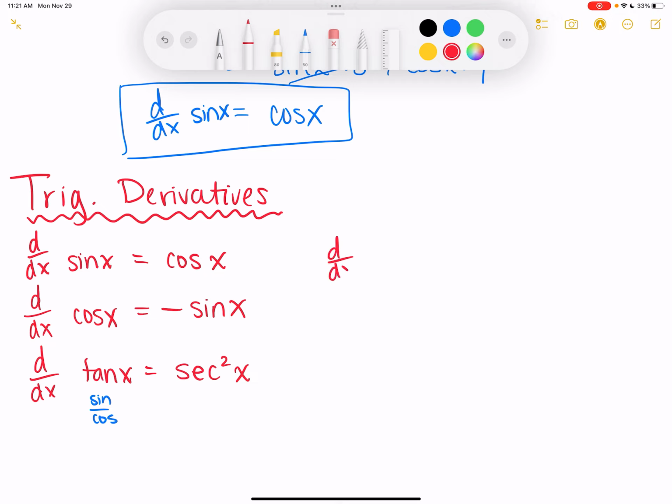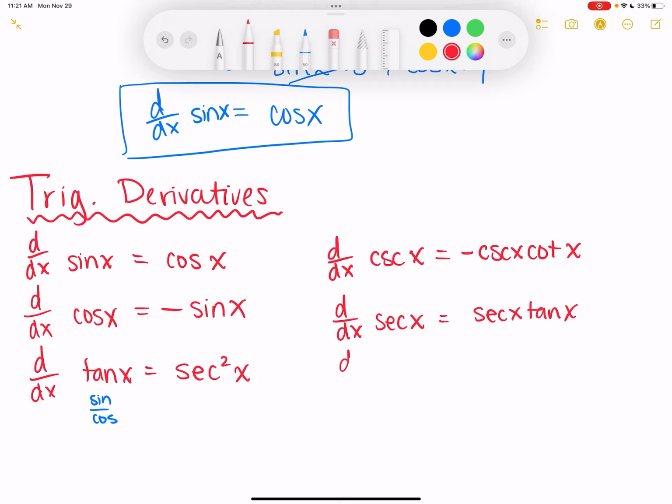d/dx of cosecant of x is equal to minus cosecant of x times the cotangent of x. d/dx of the secant of x is equal to the secant of x times the tangent of x. And d/dx of the cotangent of x is equal to minus the cosecant squared of x.